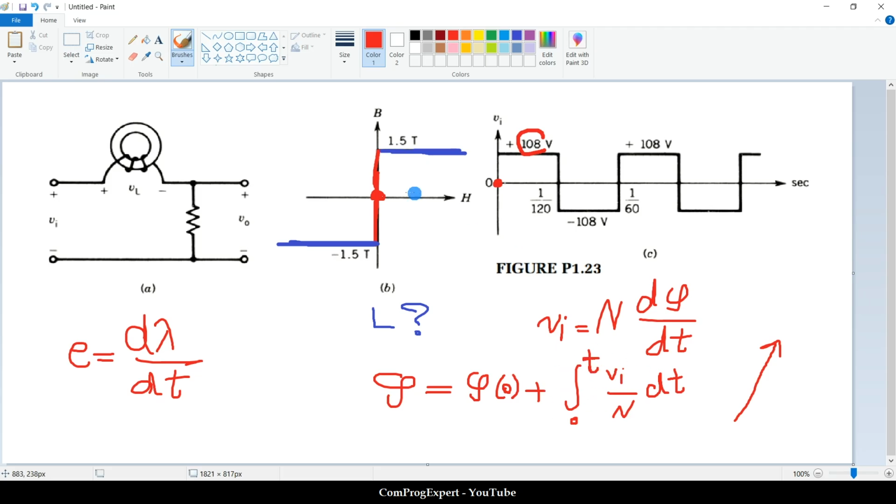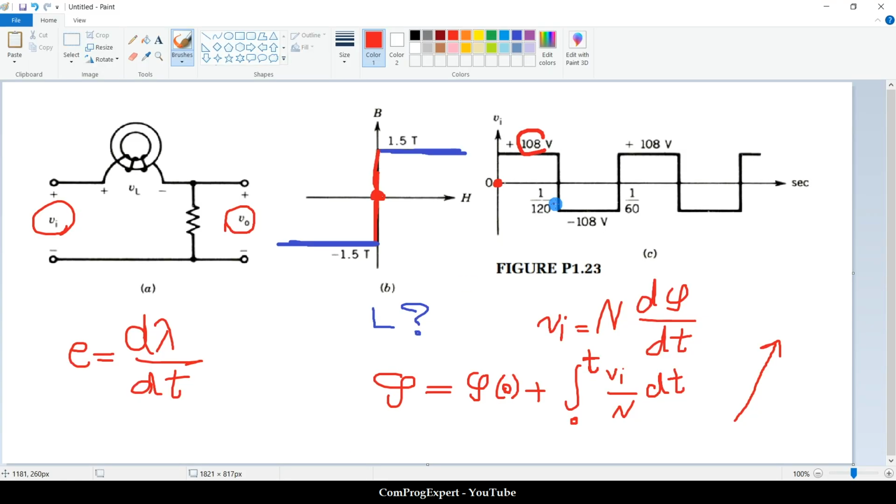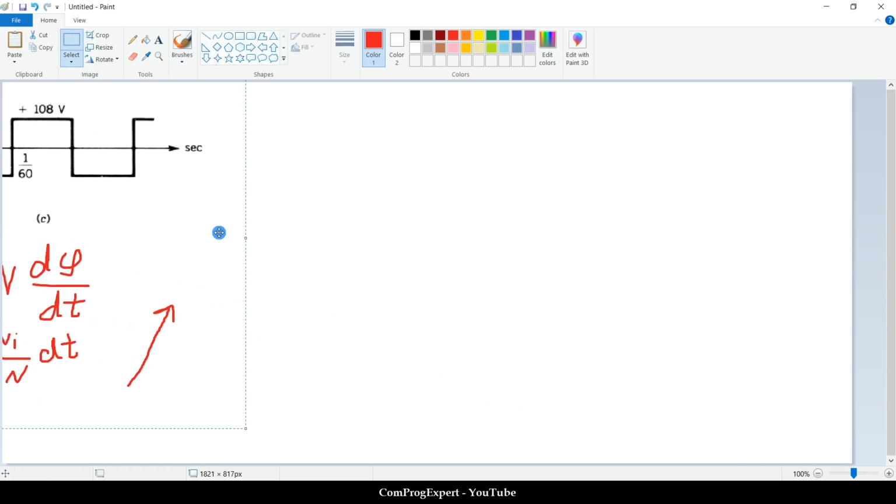So in this case, the flux in the core will rise up to this point when we have saturation. And when we have saturation, in this case, the inductance becomes 0, the VL becomes 0, and we will have load current, and the VO will be equal to VI. So here you can see the equation. Yes, we need to consider a steady state case, and here consider this.